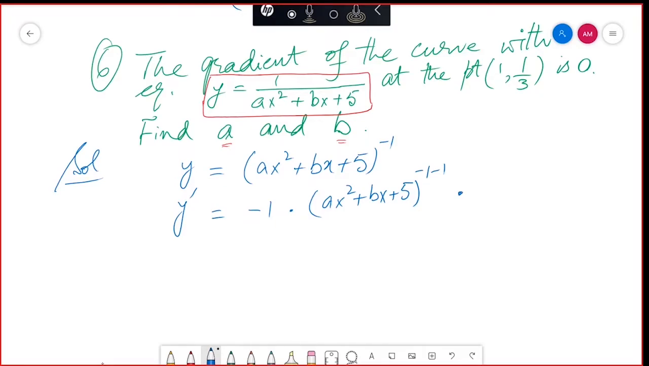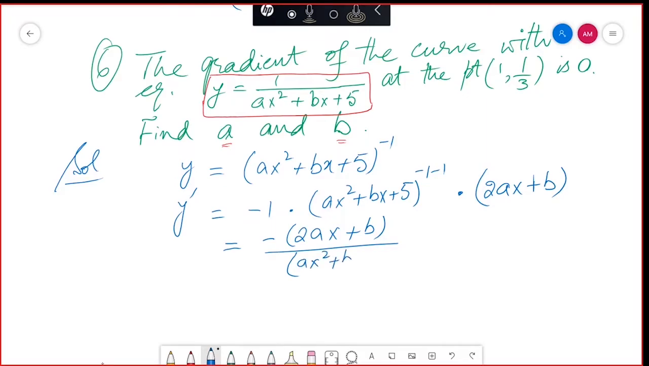And then times, now we have to differentiate what is inside the bracket. What does that become? 2ax plus b. Very nice. So minus 2ax plus b, all over ax square plus bx plus 5, whole square. What have we done? We have just brought the power, which was negative, down. The indices law tells us that we can bring it down. Yes, so far so good.